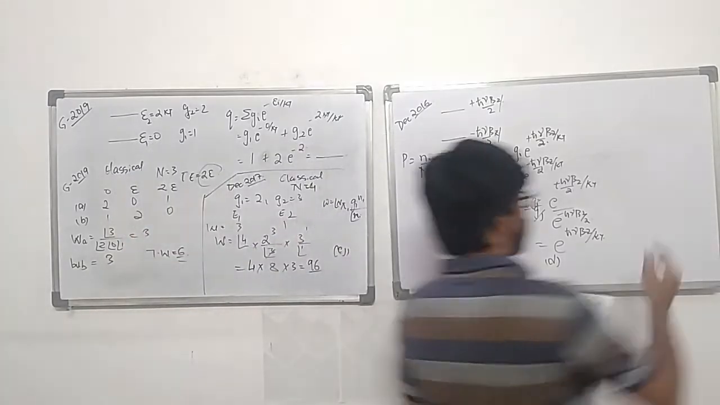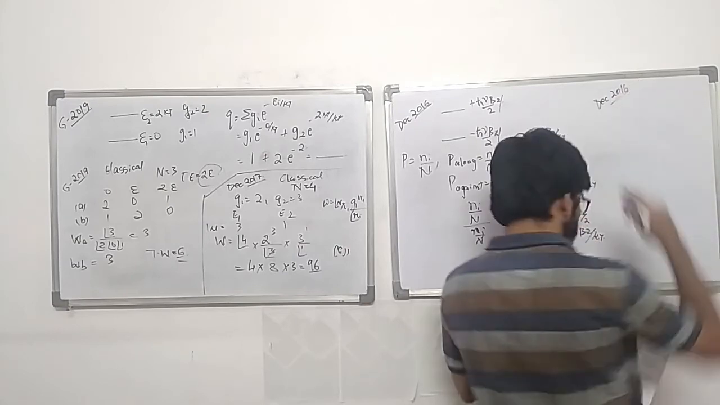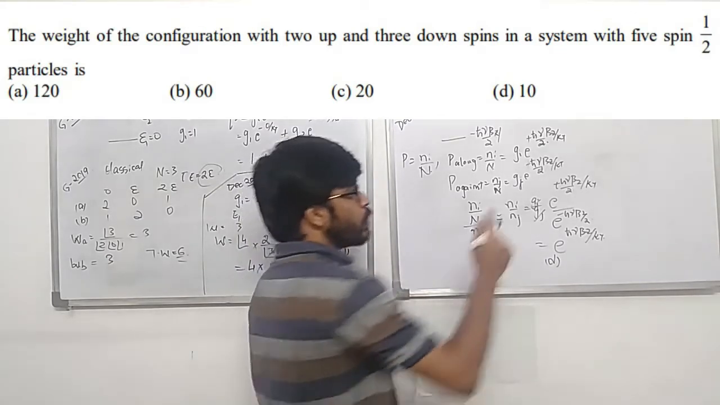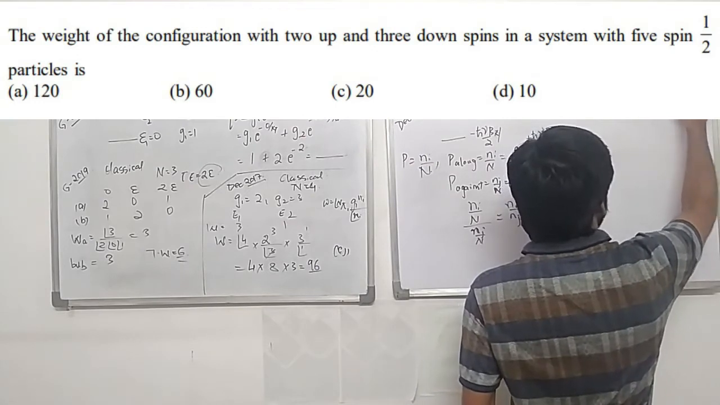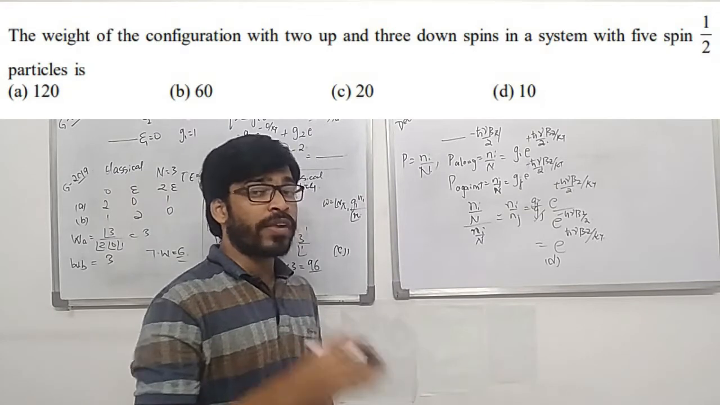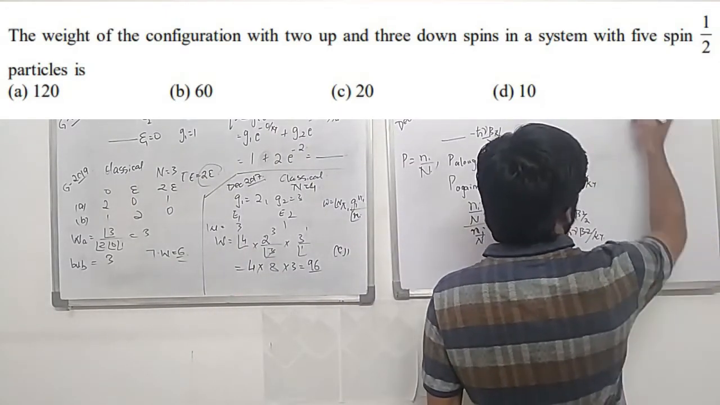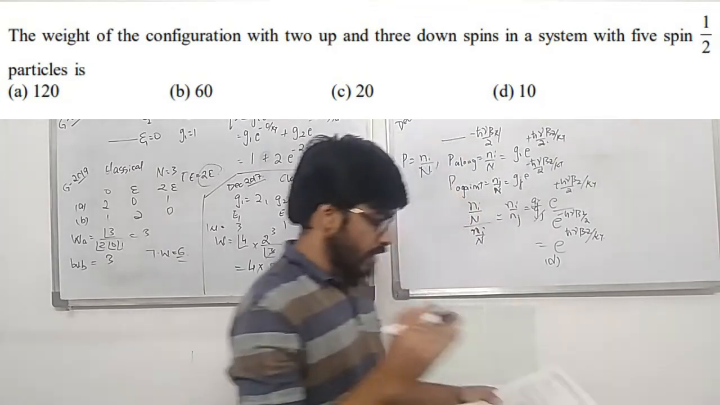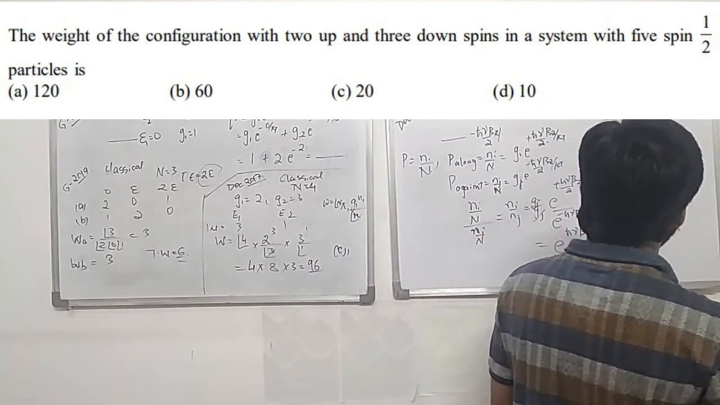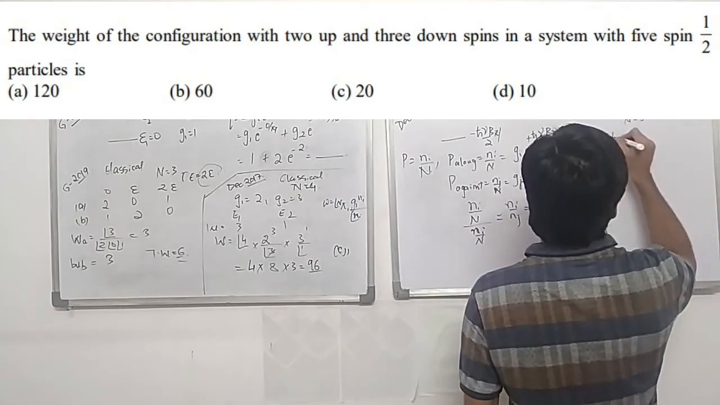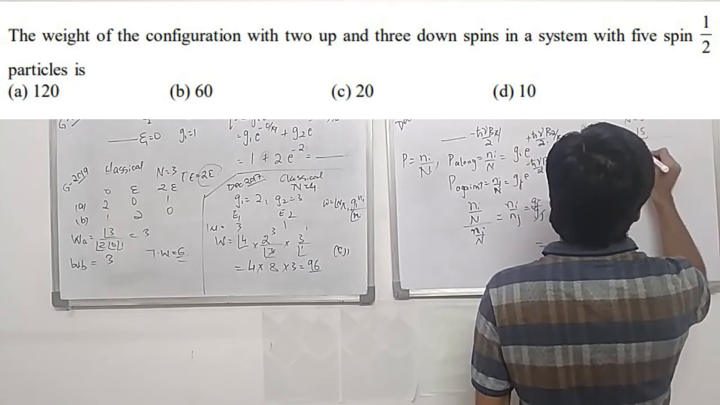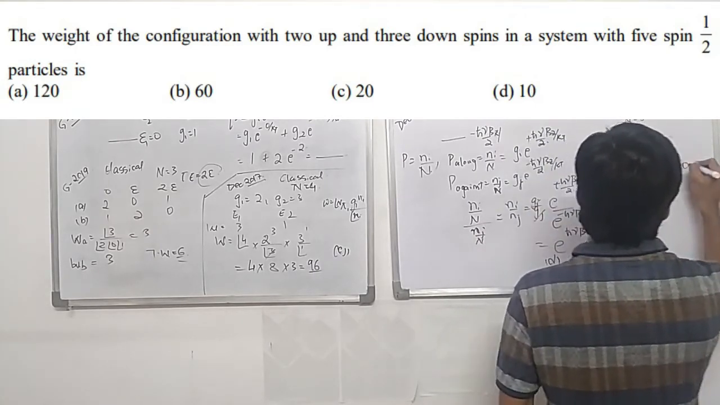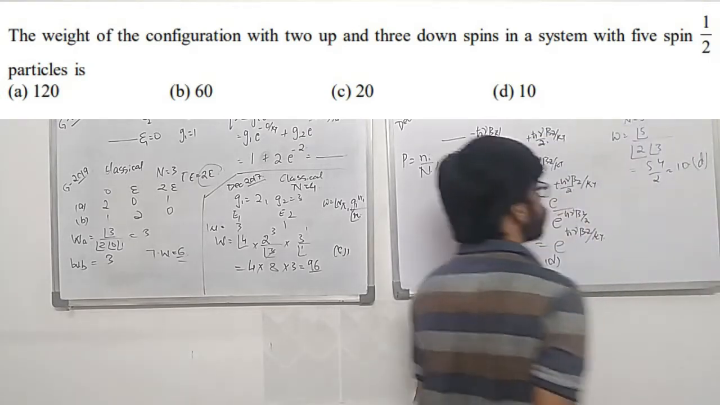The next question we have is from the same year, December 2016, and it says the weight of the configuration with 2 up and 3 down spins in a system with 5 half spin. When they are saying half spin, so they are fermions. Fermions have half integral spins, whereas bosons have integral spins. So we'll use the formula for fermions. They have given you N1 as 2, N2 is 3. That means 2 particles upspin and 3 downspin, and total number of particles is 5, so you will get W is equal to 5 factorial by 2 factorial 3 factorial, so you will get 5 into 4 by 2, 10, which is given in your option number D.